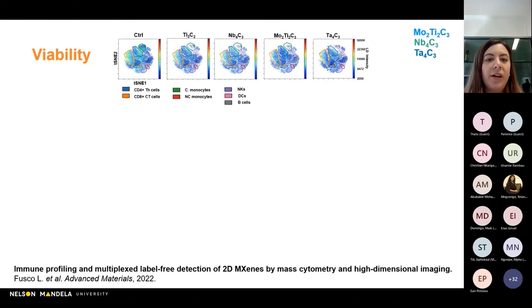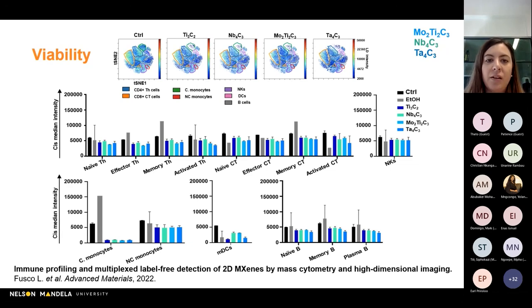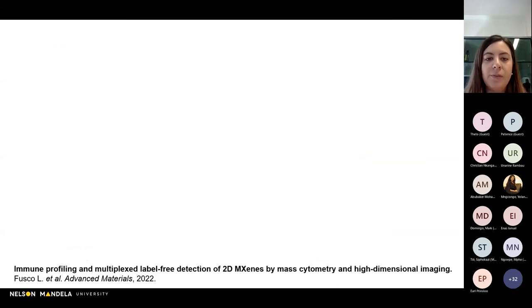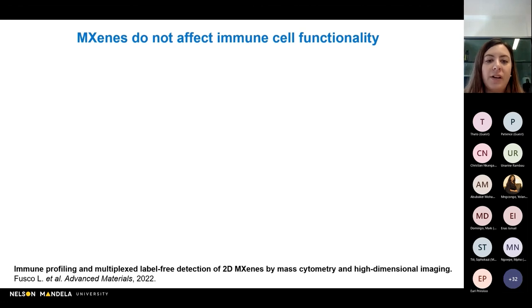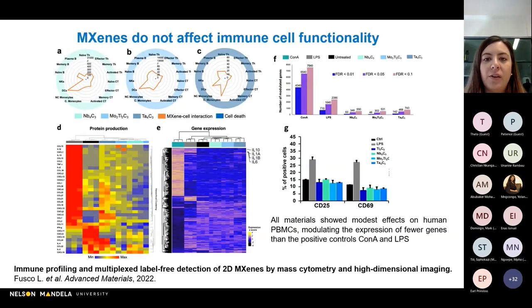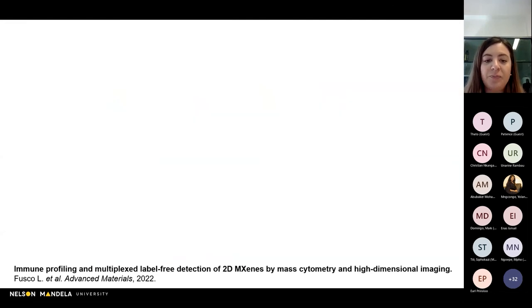So we first evaluated the viability. We detected no impairment of the viability in all the immune subpopulations that we have analyzed. After this, we evaluated the impact on immune cell functionality. MXenes do not affect the functionality of all the cells, all the PBMCs that we have studied.